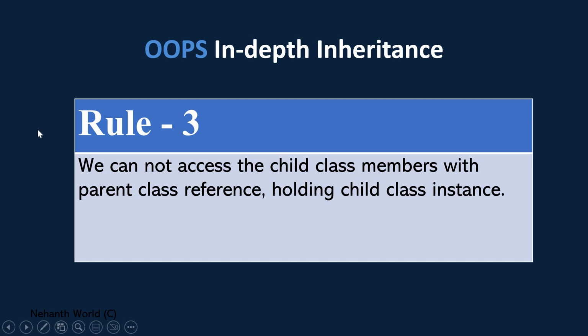Rule number 3 says we cannot access the child class members with the parent class reference which is holding a child class instance. Even if we create an object for the child class, if we store that inside the parent class reference, we cannot access the child class members.